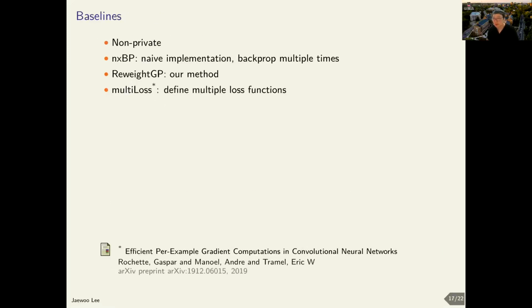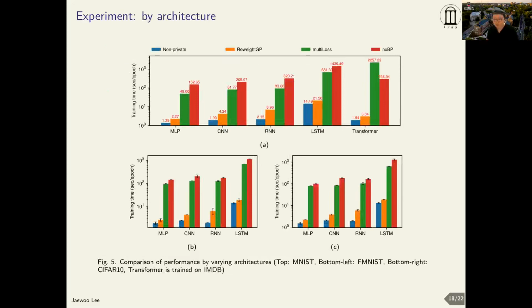Here are the baselines we consider in our experiments. Non-private is the non-private method, and NXBP is the naive implementation of gradient clipping, which requires backpropagating multiple times. Reweighted GP is our proposed method, and multi-loss is the existing method that defines multiple loss functions and asks the auto-differentiation library to calculate the gradient over all those loss functions.